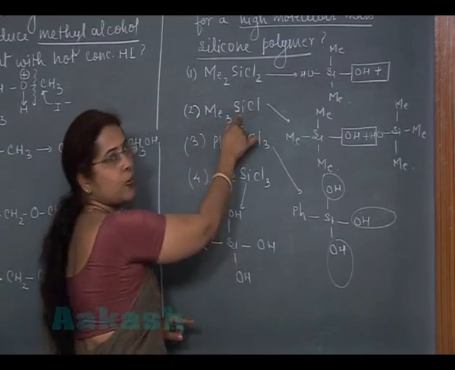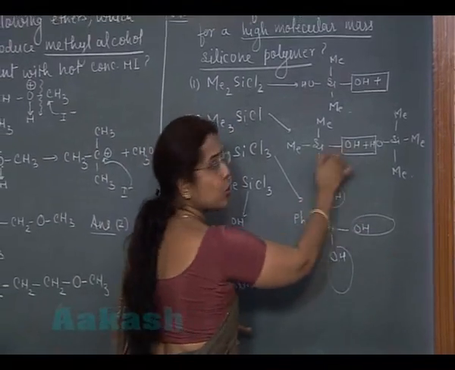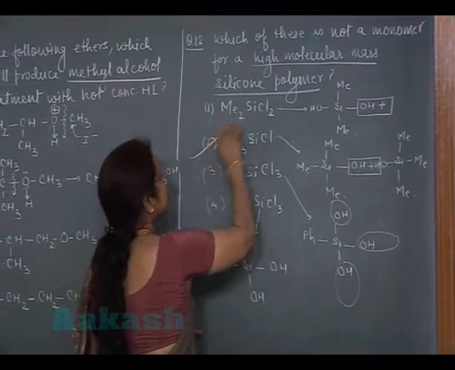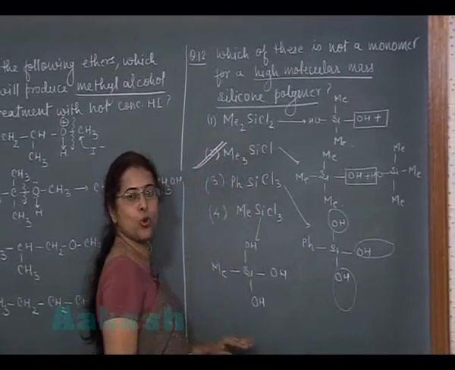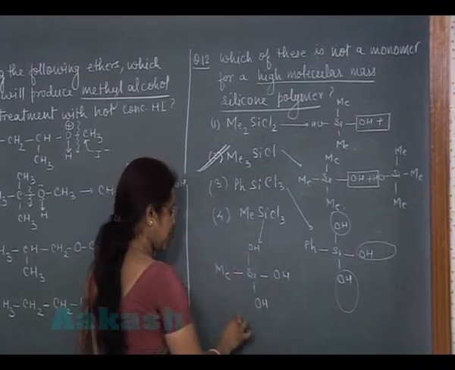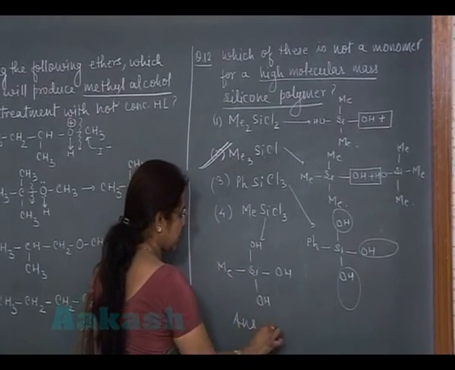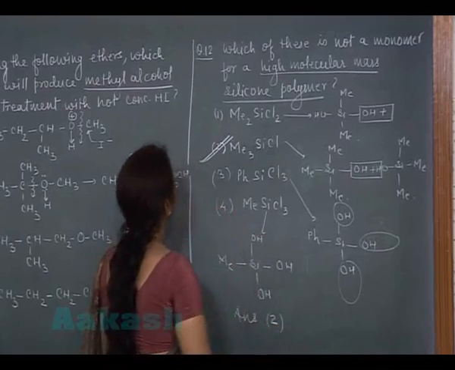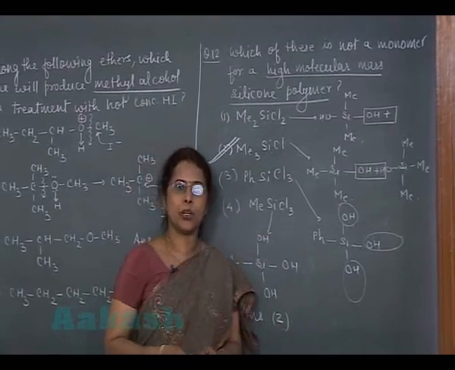But in the second option, there are only 2 units joined with each other. So this monomer will produce a polymer of the lowest molecular mass. Here the answer to the question is 2. Next question is question number 13.